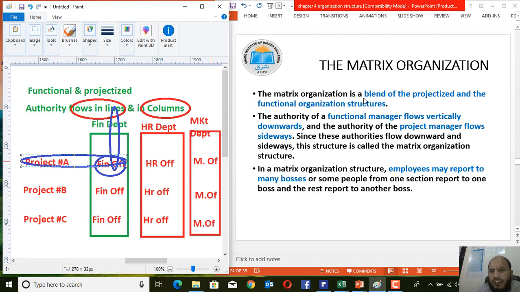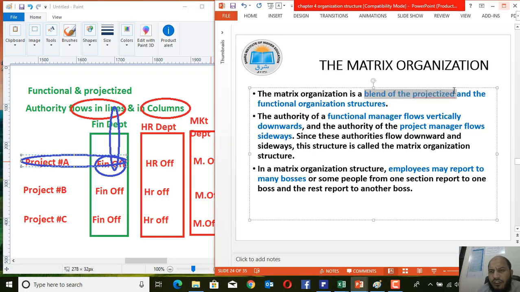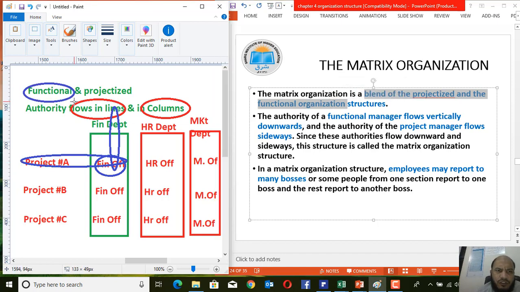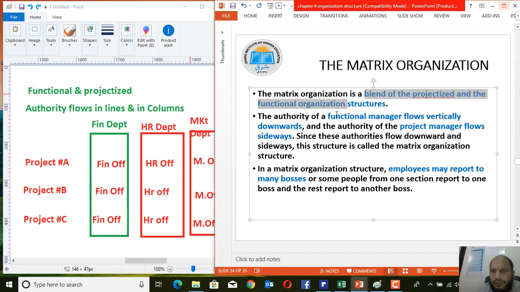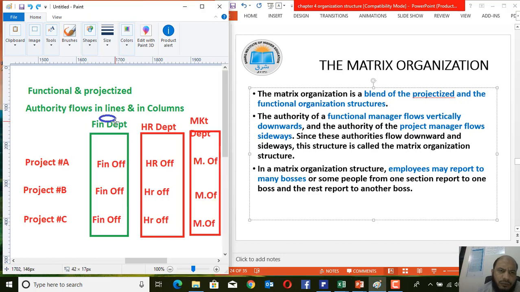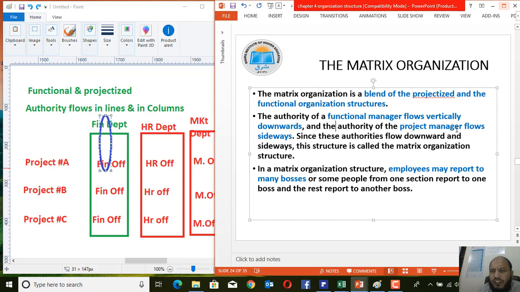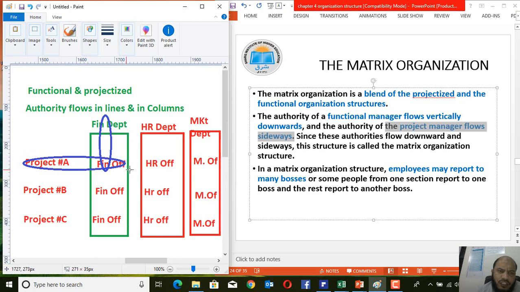Let's explain from the slide. A matrix organization structure is a blend of projectized and functional structures. We also mention here that it is the combination of the functional organization structure and the projectized organizational structure. Along with this, we discussed that the functional manager's authority flows vertically. See, this is the functional department and their authority is vertical, I mean downward. And the project manager's authority flows sideways. This is the project manager and his authority goes in this line, I mean in rows.